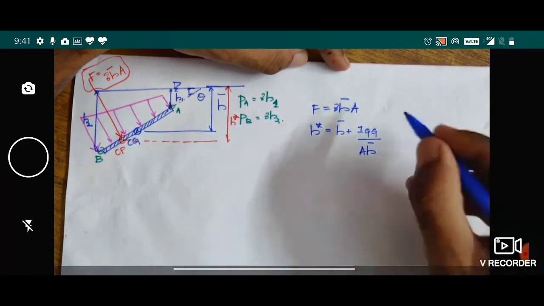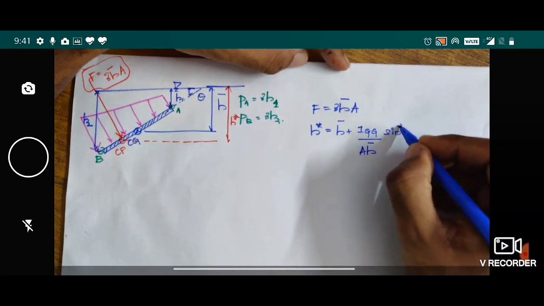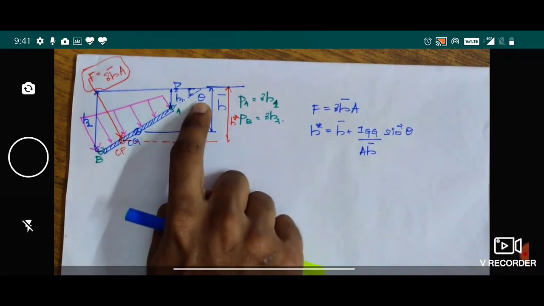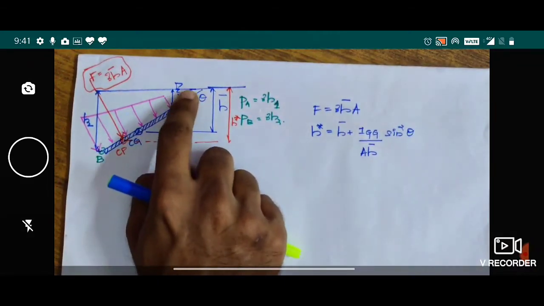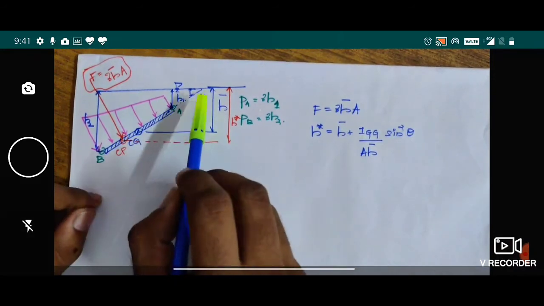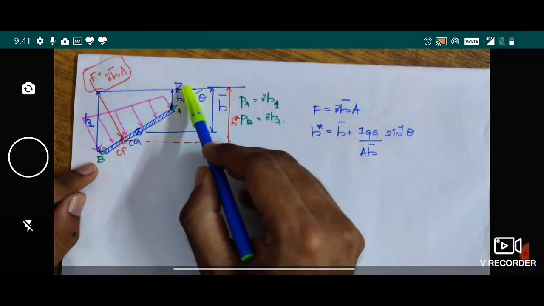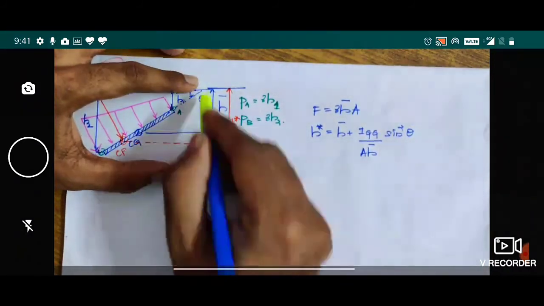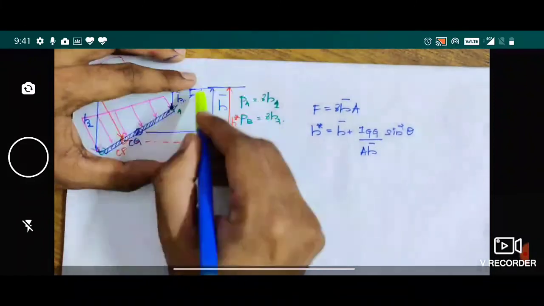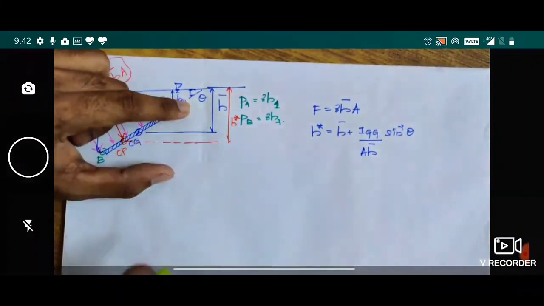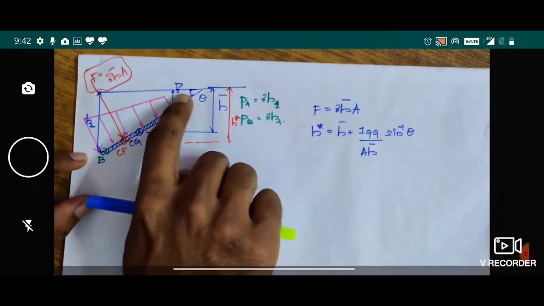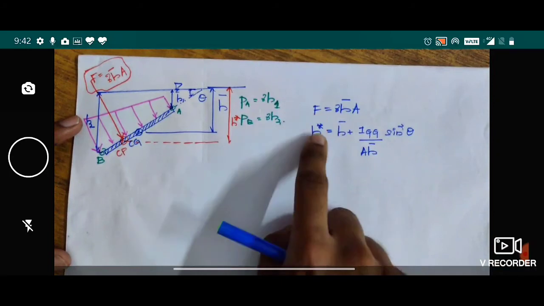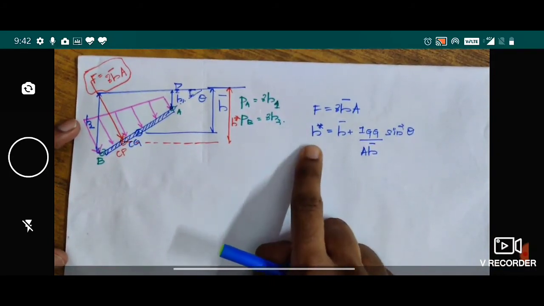We have seen this, but you have one more term, which is sine square theta. Theta is the angle which the plane makes with the free liquid surface. Sometimes they will give the angle with the vertical. If this is your vertical line, they'll give you this angle, but that is not theta. Theta is the angle which it makes with the horizontal. So this is the general equation to find the force and the center of pressure.